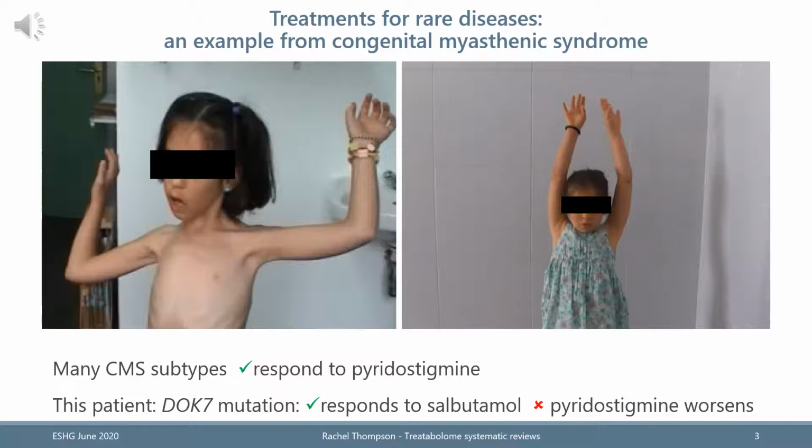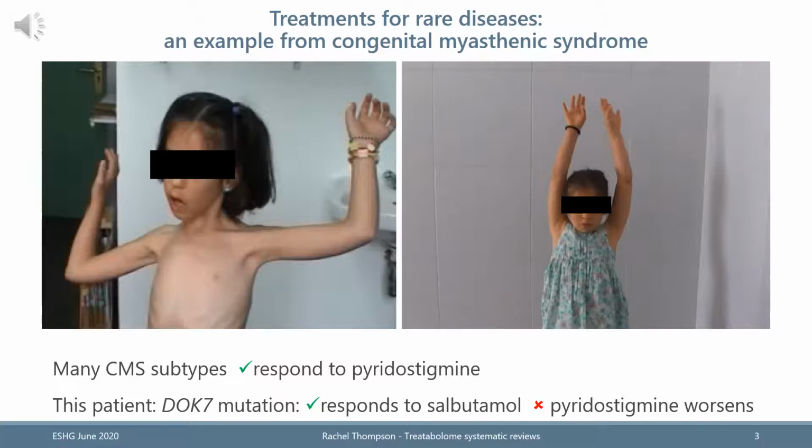and patients are quite often tried on esterase inhibitors even before they get a genetic diagnosis. But this little girl has a mutation in the DOK7 gene, and that's one of the genes where using esterase inhibitors doesn't help and can actually make the condition worse. So patients with DOK7 mutations should actually not be given pyridostigmine, and instead they tend to do quite well on salbutamol and other beta-2 adrenergic receptor agonists like ephedrine.